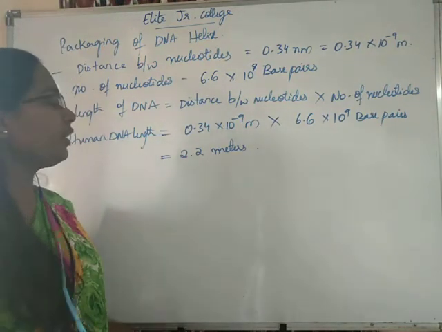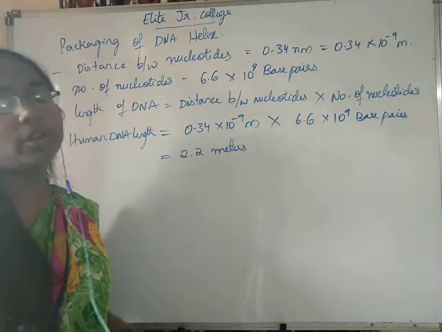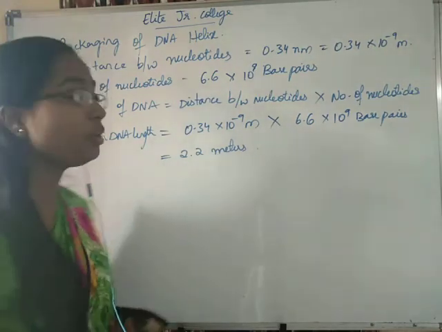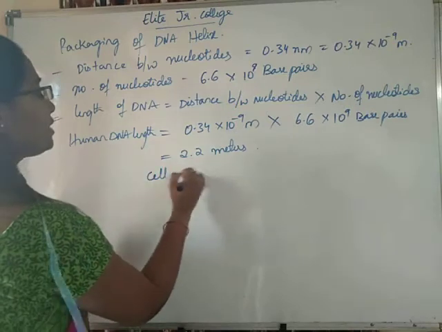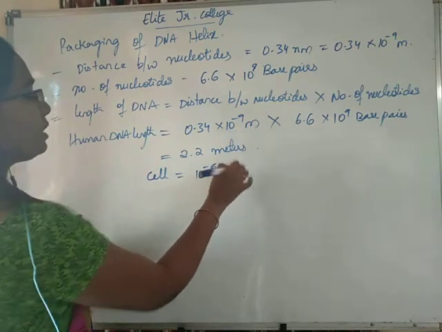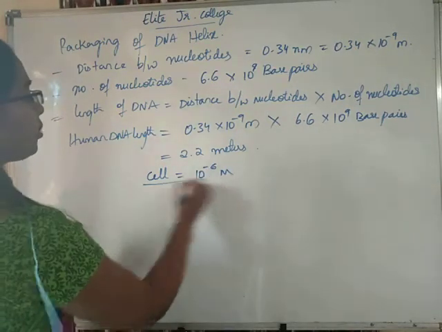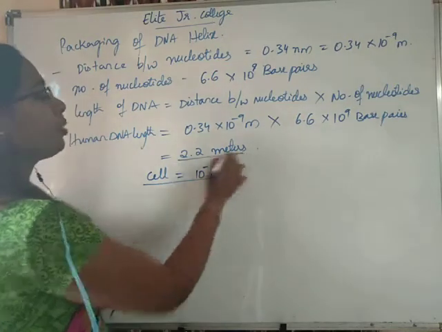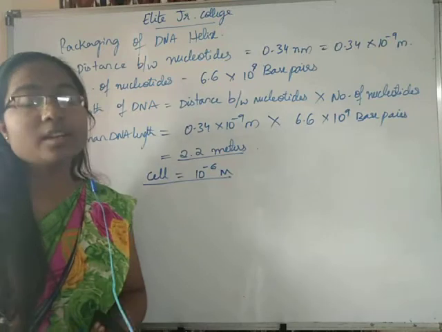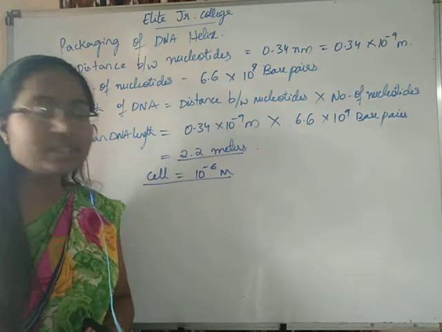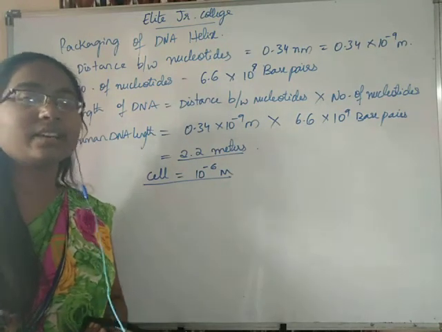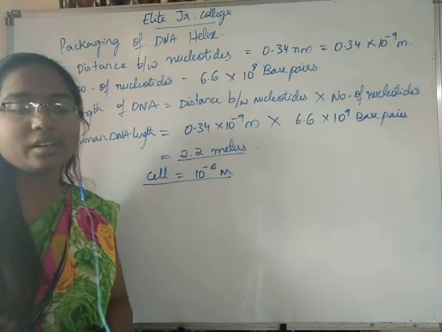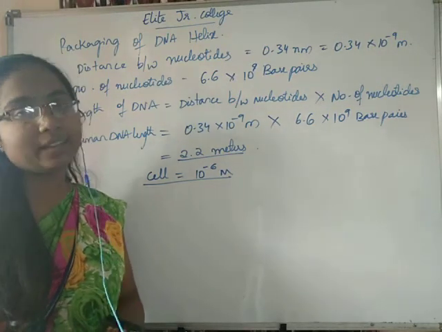So, students, here we observe that the length of DNA is 2.2 meters, and how is this 2.2 meter DNA going to fit into a cell which has a size of 10 to the power of minus 6 meters? That means DNA is packed inside the cell. In this chapter, we will be learning about how this DNA is packed into the cell.